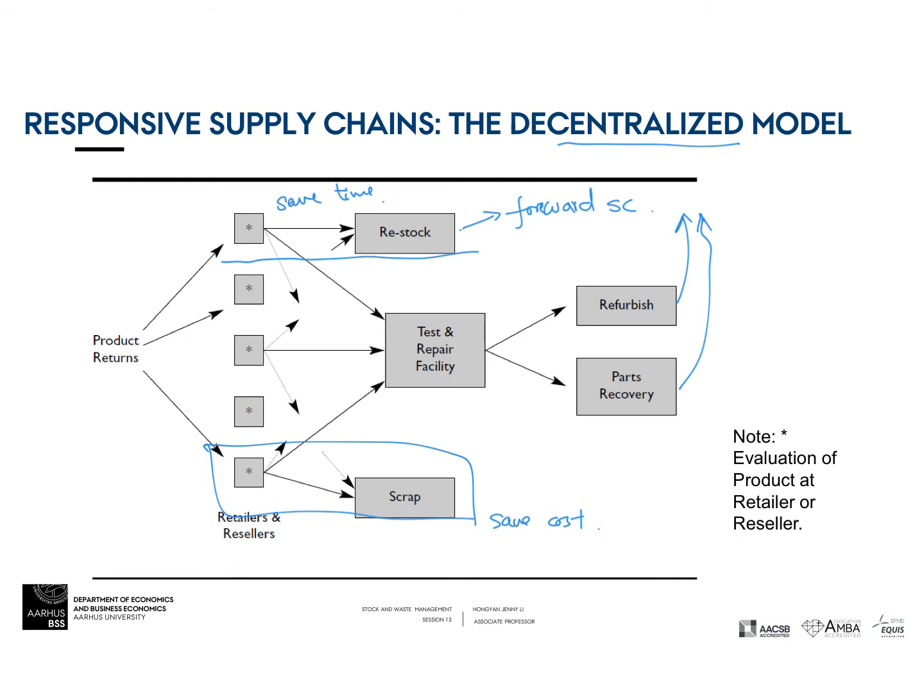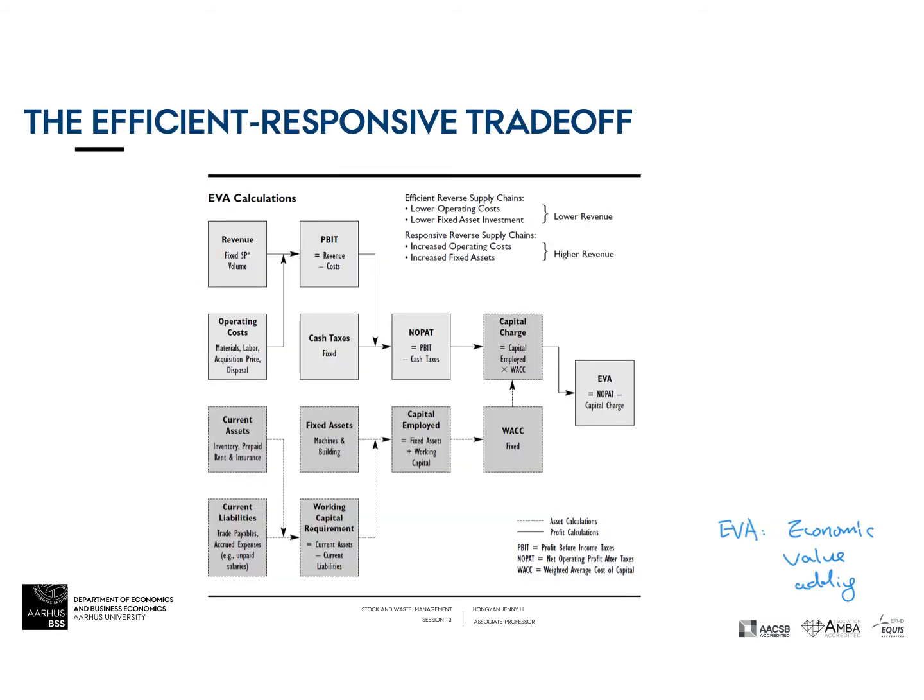Therefore, if the marginal value of time of the returns is high, it's best to apply this decentralized model. So in the efficient reverse supply chain, you have a lower operating cost and lower fixed asset investment, and given that it takes longer for the product to be sent back to your market, you realize a lower revenue. For the responsive reverse supply chain, you have higher operating cost and increased fixed assets.